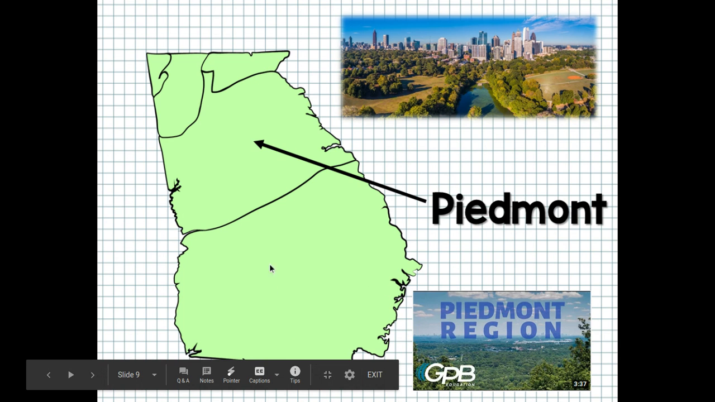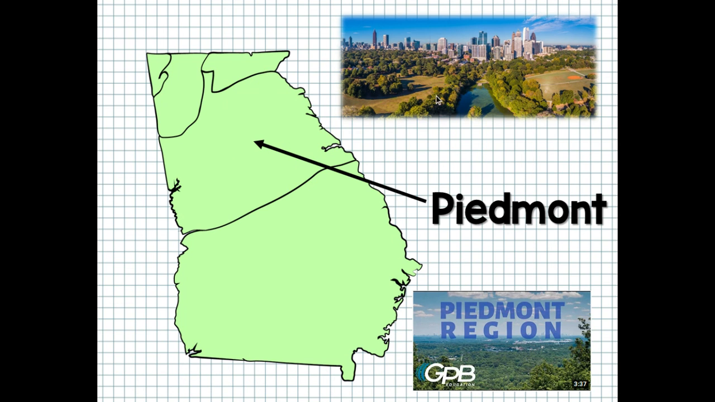Largest area is the coastal plain. If we go up to the middle area is the Piedmont. Do you remember that big city that I told you is in the Piedmont area? It's the capital of Georgia. Atlanta, Georgia is in the Piedmont region. Okay, Atlanta's in the Piedmont.